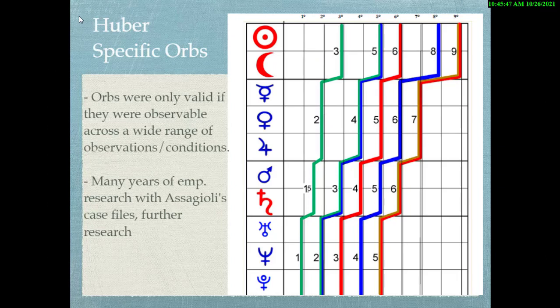When you're doing your charts and we're looking at these, the Hubers use very specific orbs. They were very well researched, and they basically said they're only valid if they were able to be observable across a wide range of conditions and people's charts. You name it. A lot of years of empirical research with Assagioli's case files and further research. So when you derive your charts through astro.com or through your software, it automatically does it. I just want to point this out, that we have a specific orb table.